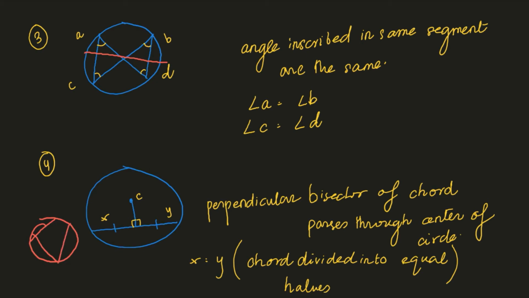So basically any lines. One thing that is true for all chords is that their perpendicular bisector, basically the line that is perpendicular to the chord and divides the chord into half, is always passing through the center of the circle, which is C. So the perpendicular bisector of a chord passes through the center of the circle. So x is equal to y. Basically x is this half and y is this half, and they are both equal halves.